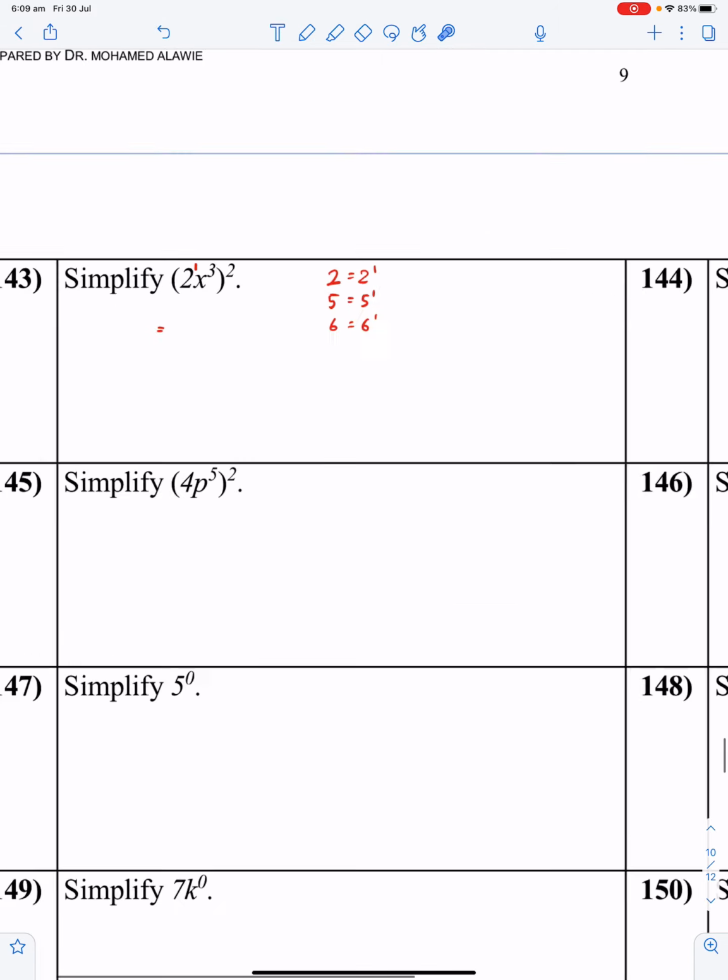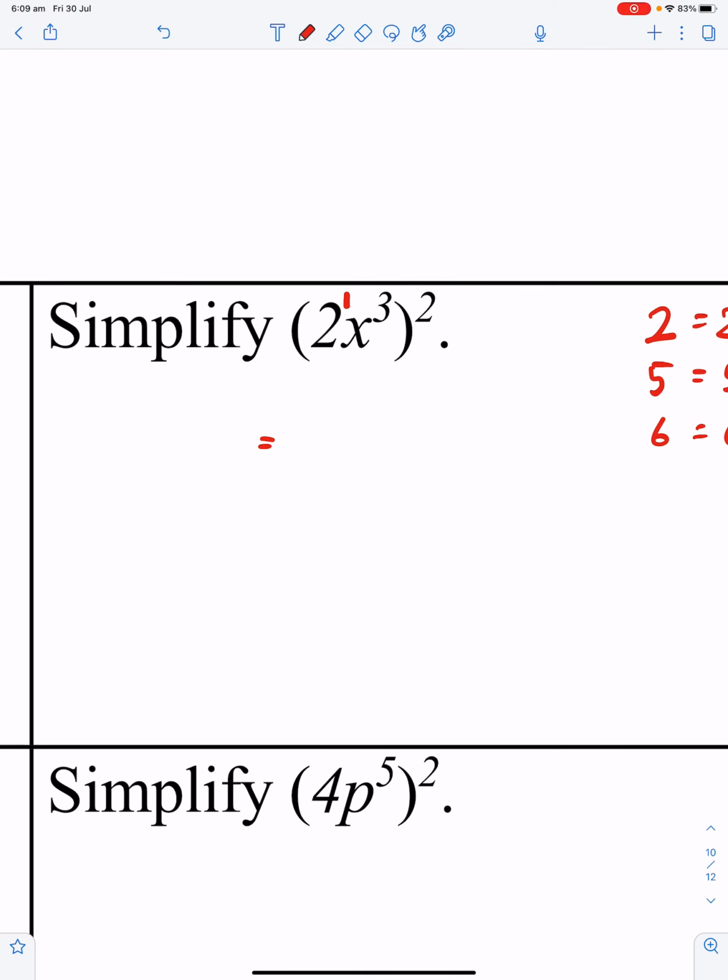So what I do here now is I just write down the 2 and I focus on multiplying the indices. 1 times 2 is 2. I write down the x, and 3 times 2 is 6. Now 2 squared is 4. So 4x to the power of 6 is your answer.